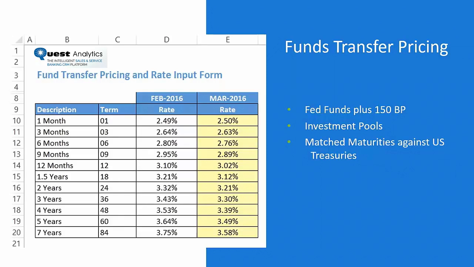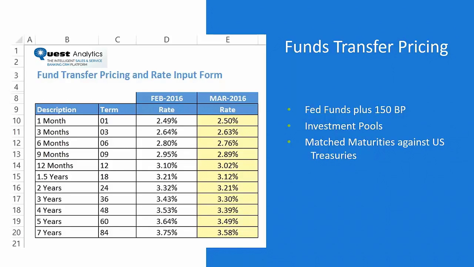Three real high-level approaches. I've seen some folks say, I can't track it by loan and deposit. That's real hard. That's fine. Then you just use Fed funds plus 150 basis points for both loans and deposits. A deposit comes into the bank. How does it compare to Fed funds plus 150 basis points? And then when I lend that money out, how does it compare to Fed funds plus 150 basis points?